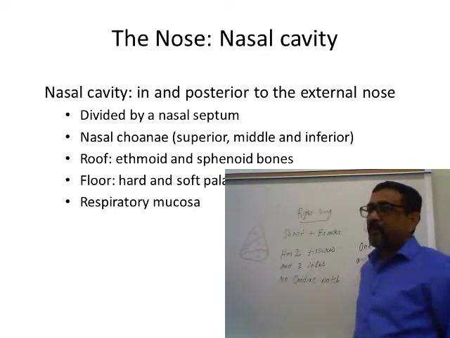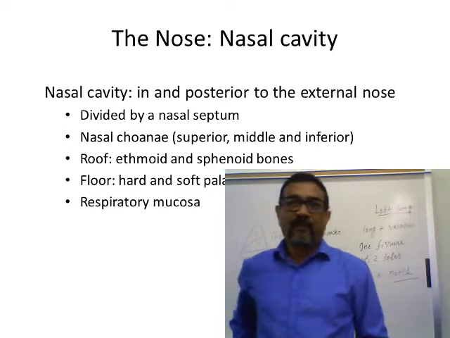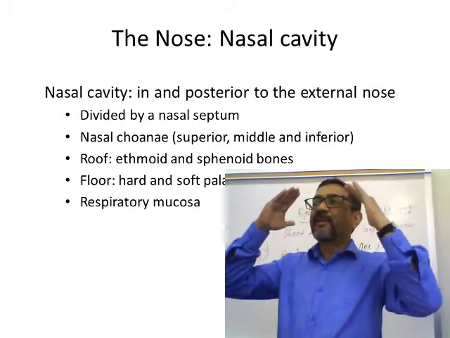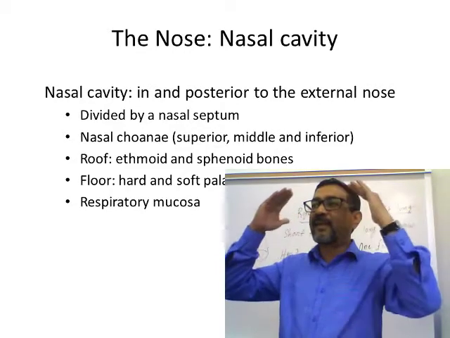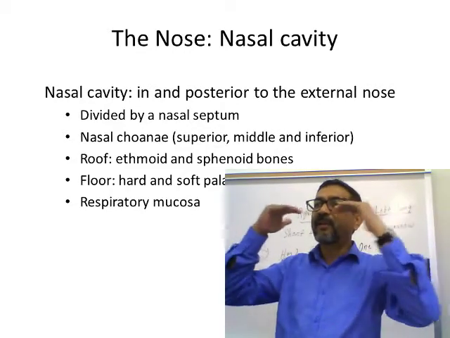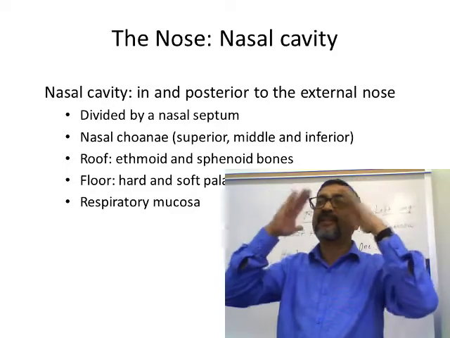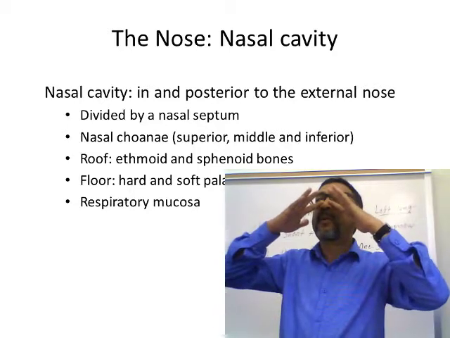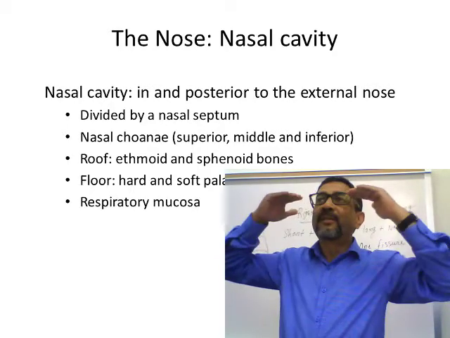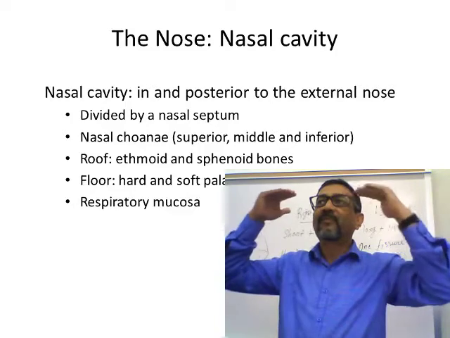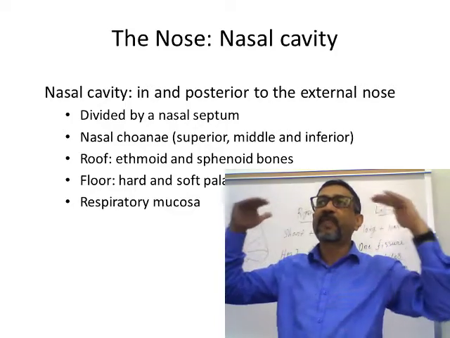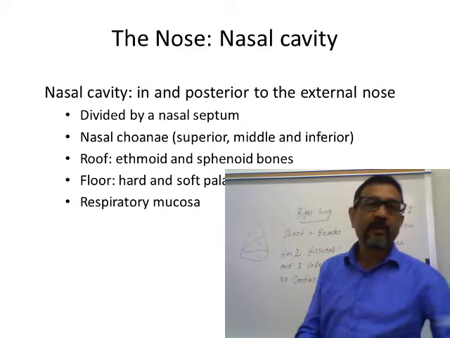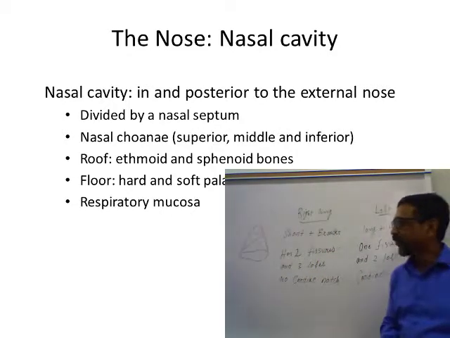Then, nasal concha or conchae. From each side of the nasal cavity, three nasal conchae arise like this. You see, these are the lateral walls. So from inside the lateral walls, three projections go inwards like this, shelf-like structures. Those are called conchae: superior, middle, and inferior.